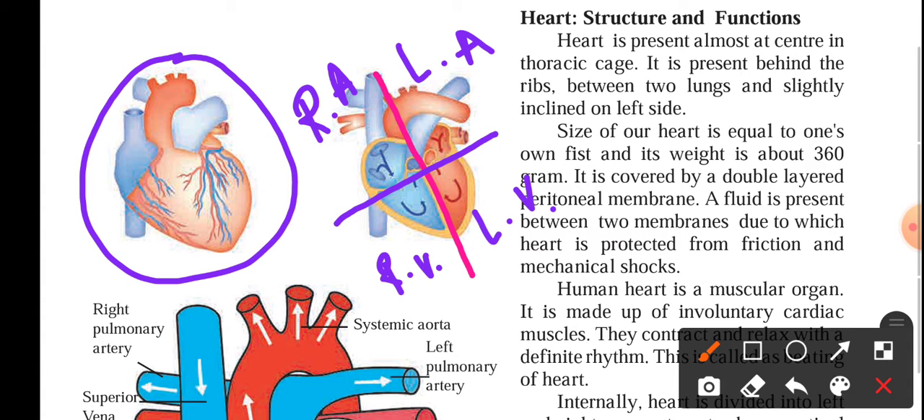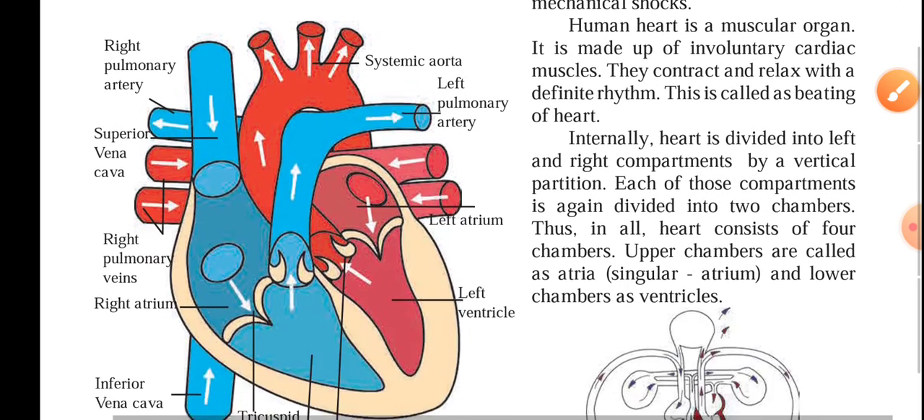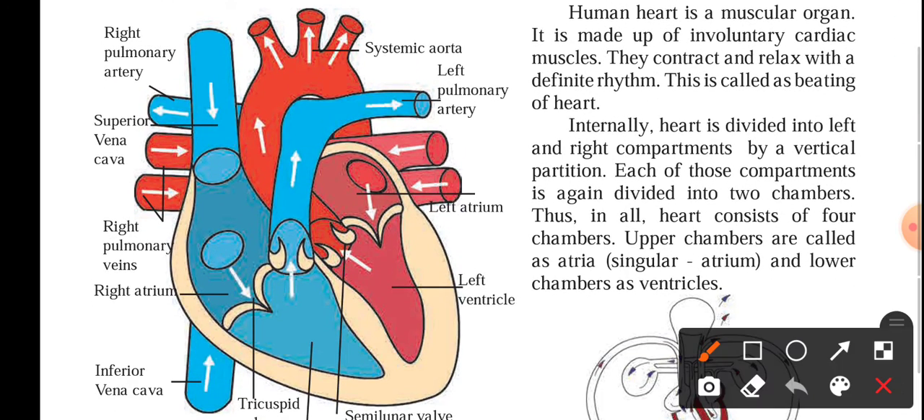If you see the next picture, it is much clearer. You can see over here, these two are the lower chambers, which we call the ventricles. The right ventricle, the left ventricle. And on this side we have the right atrium and this one is the left atrium.